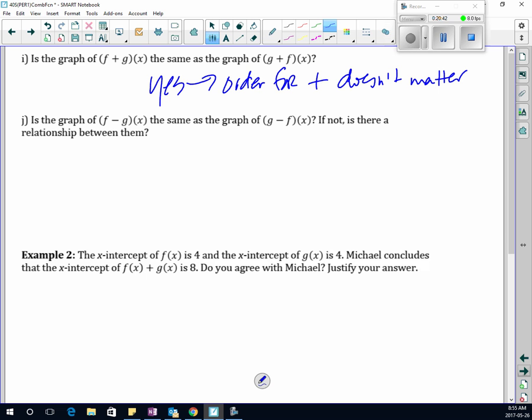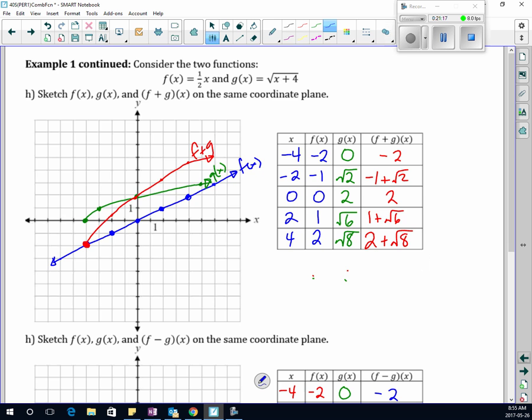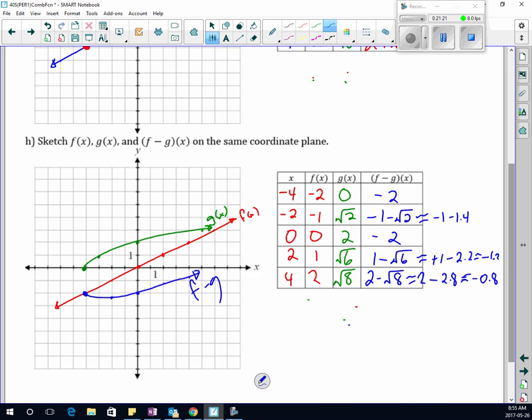Would you get the same graph if you went f minus g versus g minus f? If not, is there a relationship between them? So no. Order for subtraction is important. Okay, so let's look back at here. Is there a relationship between f minus g and g minus f? So if I did -2 subtract 0, 0 subtract -2, that would be 2.